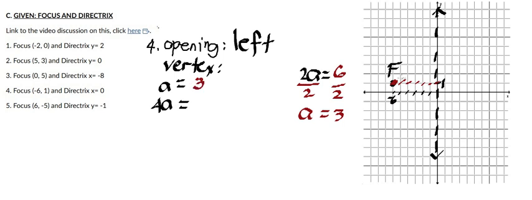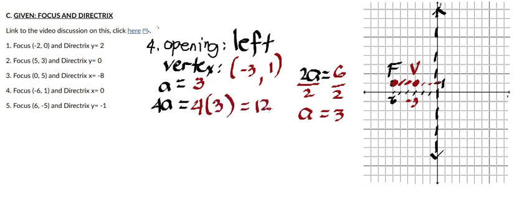So from the focus, we count 3 units towards the directrix. We have 1, 2, and 3. This is where our vertex is. And naming the x value here, we've got -1, -2, -3. Our x here is -3. Our y is still 1, which is similar to the y value of the focus. And then let's go to 4a. 4 times our a, which is 3. 4 times 3 is 12.